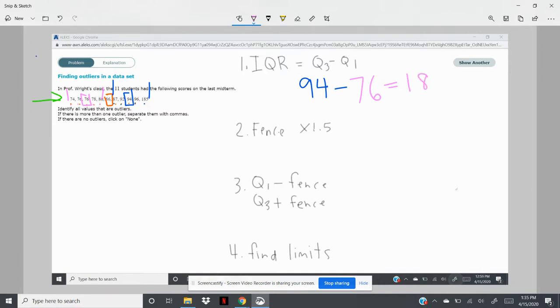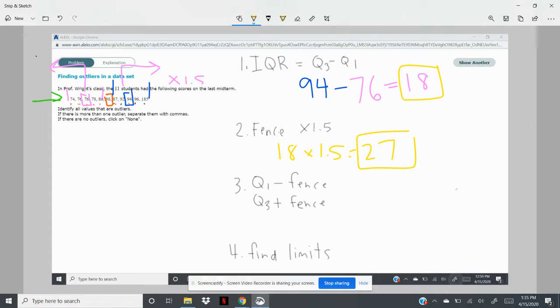Next I need to find my fence. My fence number is saying how far out of the data can I go? And how far out I can go is to multiply by 1.5. I can go outside of the data 1.5 times the amount. Anything over like 1.6 or 2.0 is too far outside of my data and it's considered an outlier. So we only go by the fence number, which is multiplying by 1.5. So I will take my IQR and say 18 times 1.5 equals 27. That is my fence number.